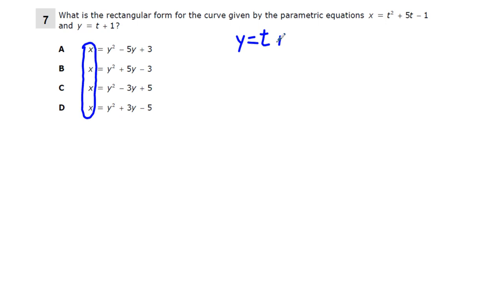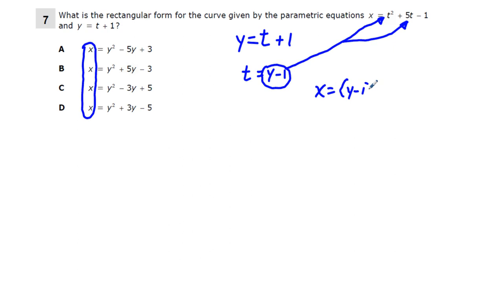So if y equals t plus 1, subtracting 1 from both sides, t is going to be equal to y minus 1. And then we can take this y minus 1 and substitute it in for t here and also t here. And when we simplify, we should get our correct answer. So putting this in place, we have x is equal to quantity y minus 1 squared plus 5 times y minus 1, and then we have minus 1.